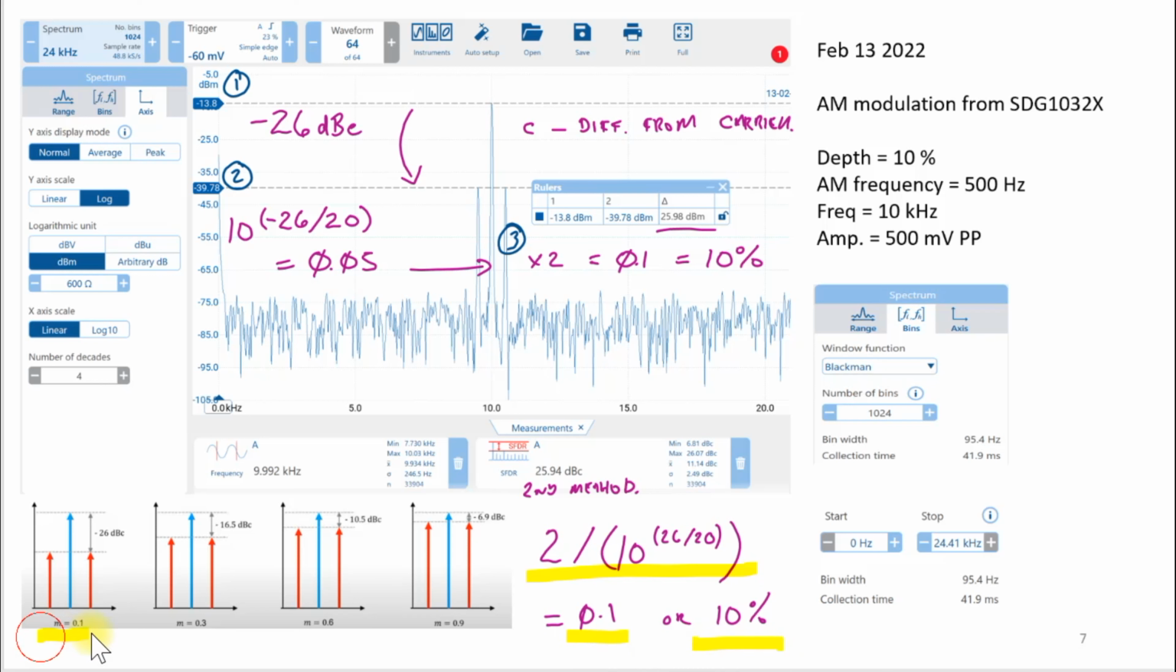Now notice these four captures here. This just shows you the difference in ratio. So the higher the ratio, or higher the difference in voltage from the carrier to the sidebands, means you're going to have a lower index value. Okay, it's 0.1 or 10%. The closer they get, the higher the index value will be, 0.9 or 90%.